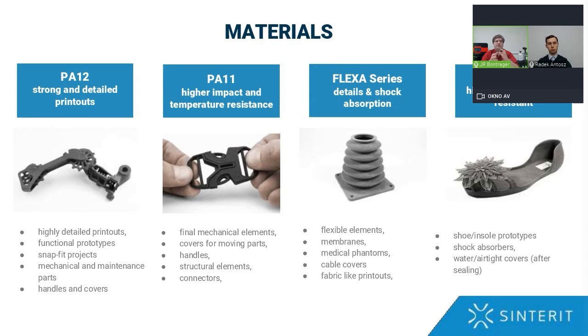So PA11 and PA12 are going to be what you're going to use for a lot of your prototyping or near end-use materials. They're great for, like I said, test fits, snap fits, living hinges. The PA11 is super good with impact and temperature resistance. And the flexible TPUs are great for any sort of flexible material that you want to have.